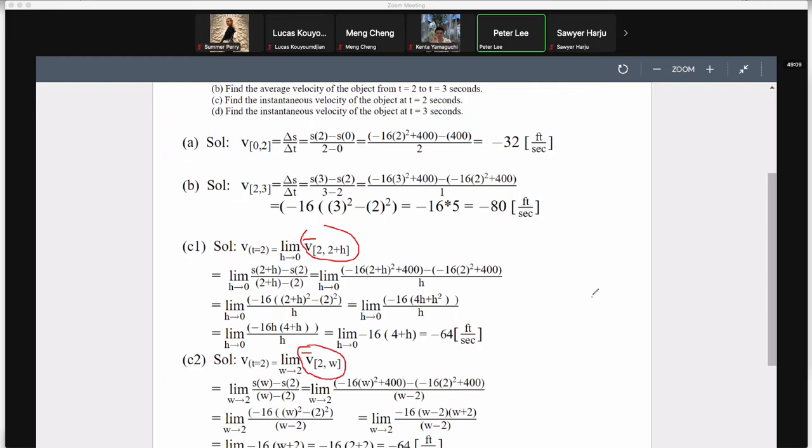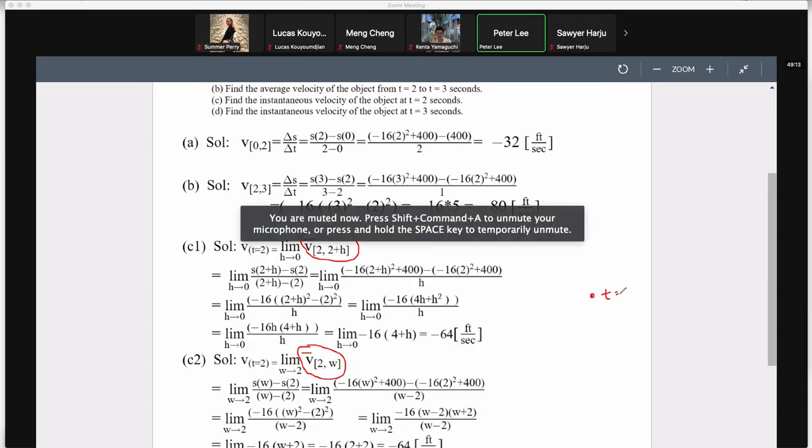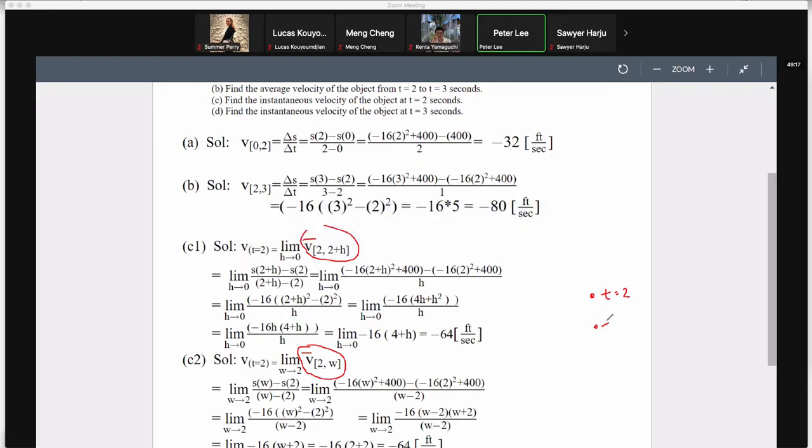So maybe tell me these are wrong. You cold? No, I'm not. And then here's the object at t equals w. Someone was sleeping under the covers with you. Instead of 2 plus h, under the covers, I named it w.